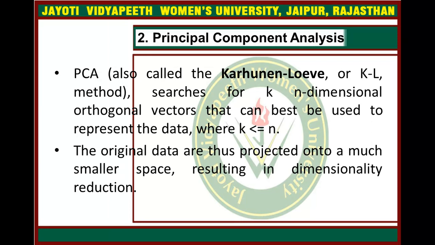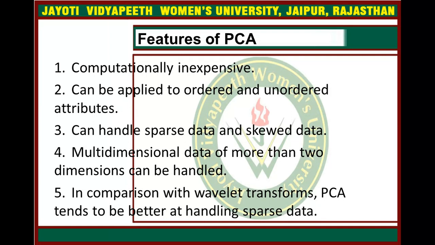Yeah. So this searches for k n-dimensional orthogonal vectors. These can be best used to represent the data, where k is less than or equal to n. Therefore the original data are projected onto a much smaller space, which results in dimensionality reduction. So the PCA, that is principal component analysis, combines the attributes by creating an alternative smaller set of variables, right?